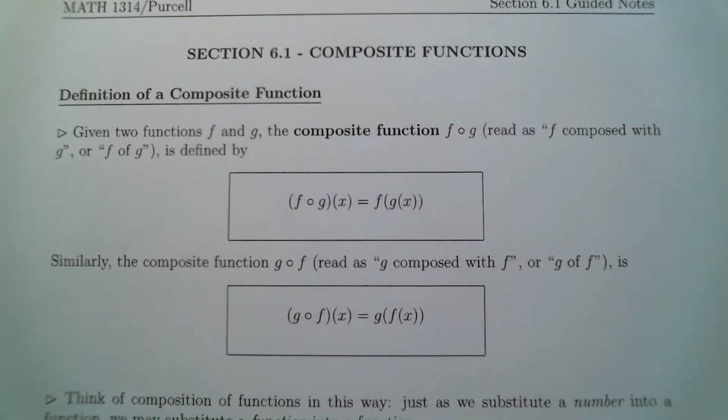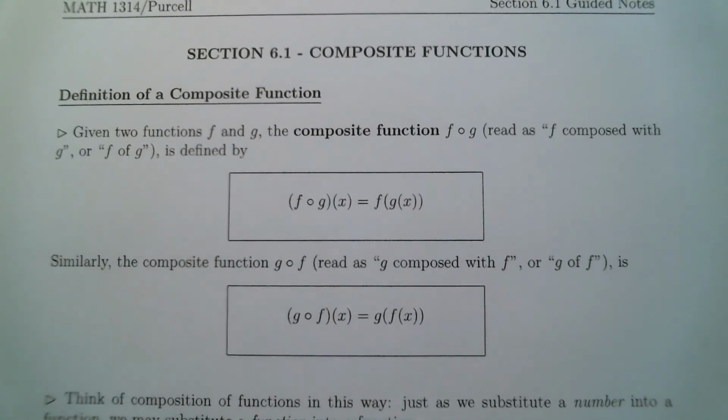When we talked about adding, subtracting, multiplying, and dividing functions, we talked about order, and we said order did not matter for addition or multiplication, but it did matter for subtraction and division. Order really matters also for composite functions. f of g is not necessarily going to be the same thing as g of f. Sometimes they are the same, but don't bet on them being the same, okay?